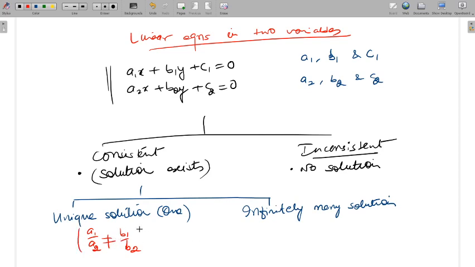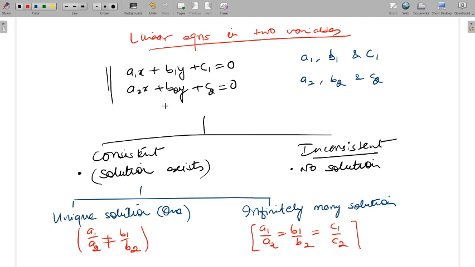What happens if they are equal? If they are equal, then there are two conditions. Number one, if this ratio is equal to this third ratio, c1 upon c2 के बराबर है. In this case what happens? Both the lines they are same, they are identical lines.